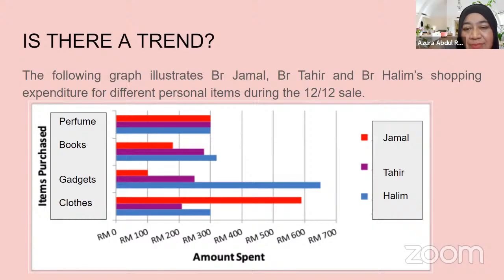Halim went up. It goes up, right? It increases. But it goes back down, doesn't it? You can say that his expenditure for gadgets increased a lot before it dropped again to 300 ringgit when it comes to clothes. He likes to buy gadgets. But notice that there is that trend where they spent the same for perfume, but for gadgets, there's a huge difference between Jamal's expenditure and Halim's expenditure, isn't it? That is also something that you can look into as well.